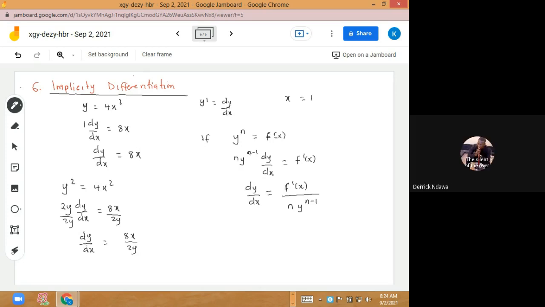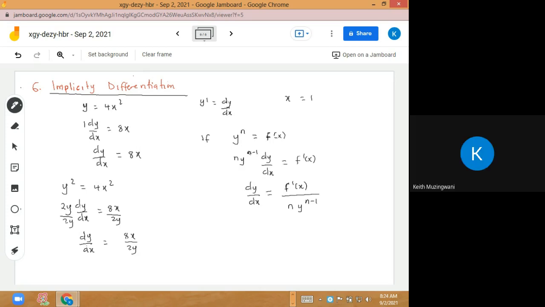Excuse me, sir. Can you repeat the explanation starting from y squared is equal to 4x squared? How to make dy dx the subject?